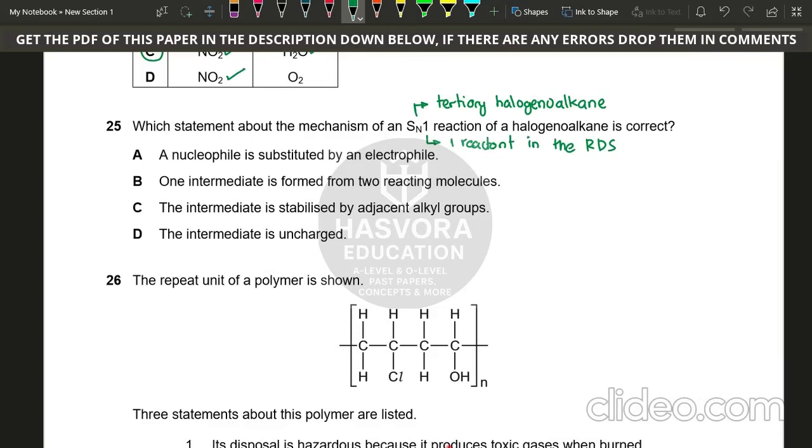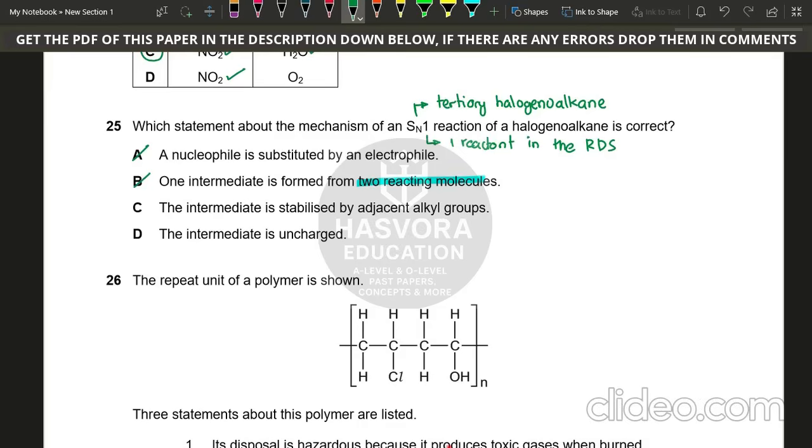So A: a nucleophile is substituted by electrophile. This is wrong, because we know that it is nucleophilic substitution. Okay, it is being substituted by a nucleophile. B: one intermediate is formed from two reacting molecules. So I just told you that there is only one reacting molecule. Okay, that's why it is named as SN1.